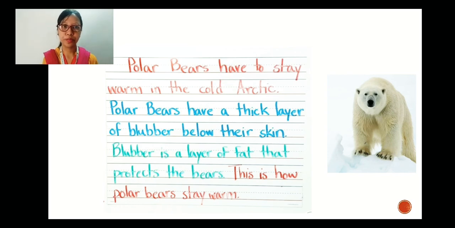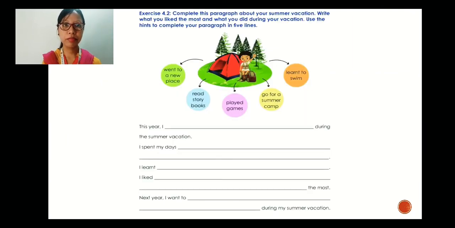So, here you can see the whole lines. Every line is about the polar bear. That means we are talking about the polar bear. So this is a paragraph and it's a very short one, right? So this is paragraph writing. That means when we write about the same topic. So when we write a few sentences about the same topic, then it is called a paragraph.